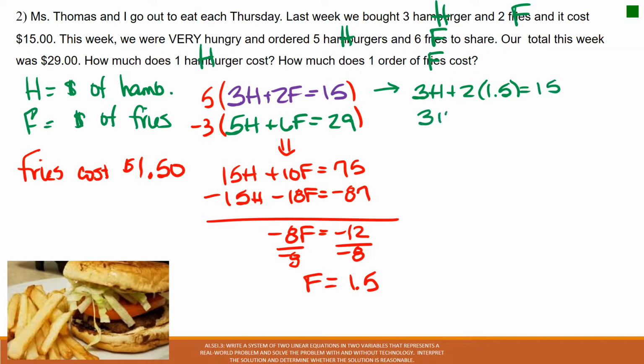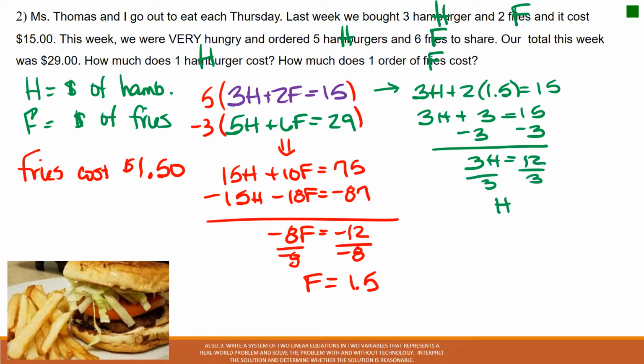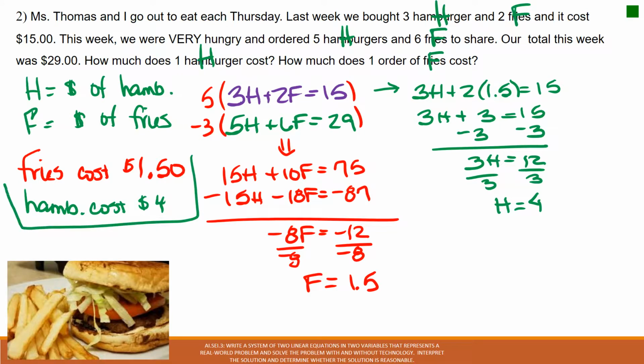So 3H plus 3, 2 times 1.5 is 3, equals 15. Subtract 3. 3H is 12. Hamburgers cost $4. And there is my answer.